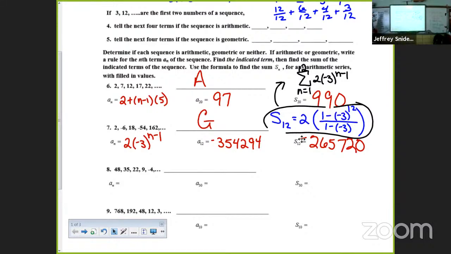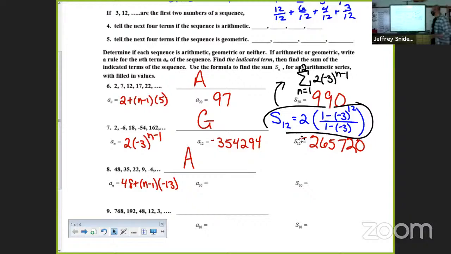All right, let's go down to number 8. 8 was arithmetic. It was 48 plus n minus 1 times the quantity of negative 13. Okay. So the 30th term. Krista, do you have that by any chance? I got negative 329.